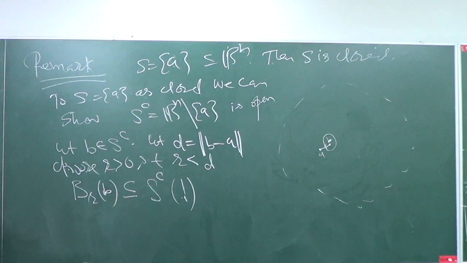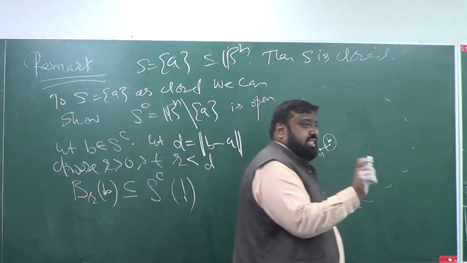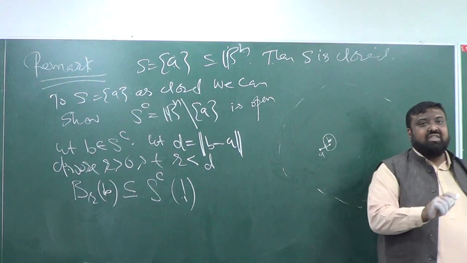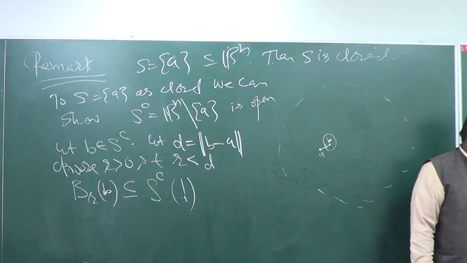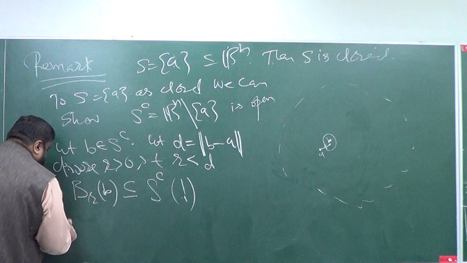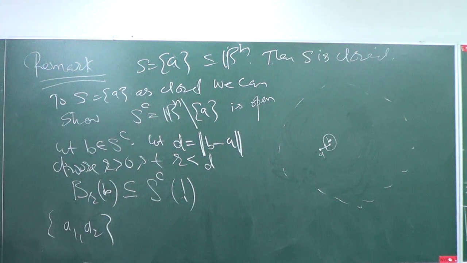So what a meta conclusion of this remark, that if you take a set, if you take a singleton, it must be a closed set. How about if I don't have a singleton, but I have two points, A1 and A2, would that be still closed?